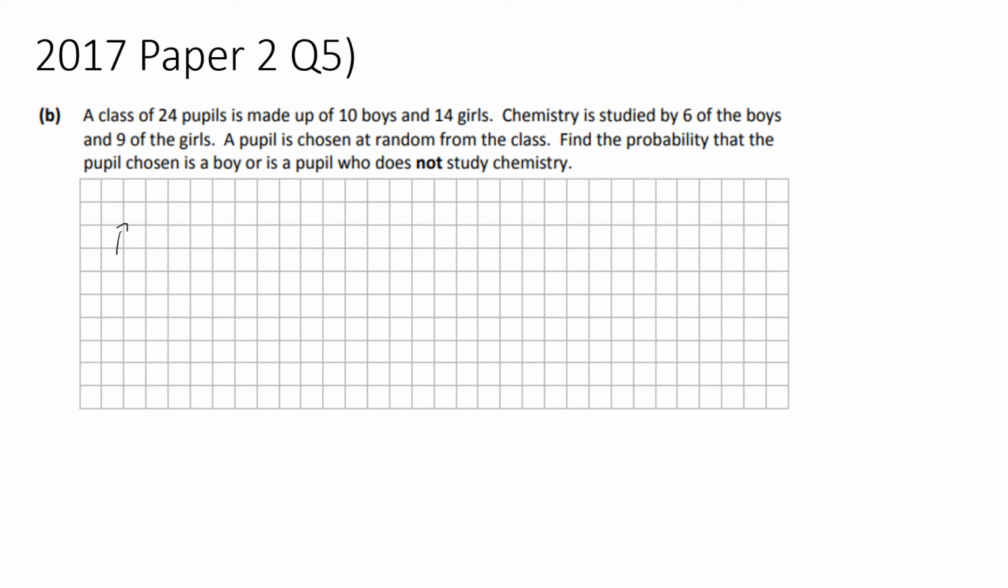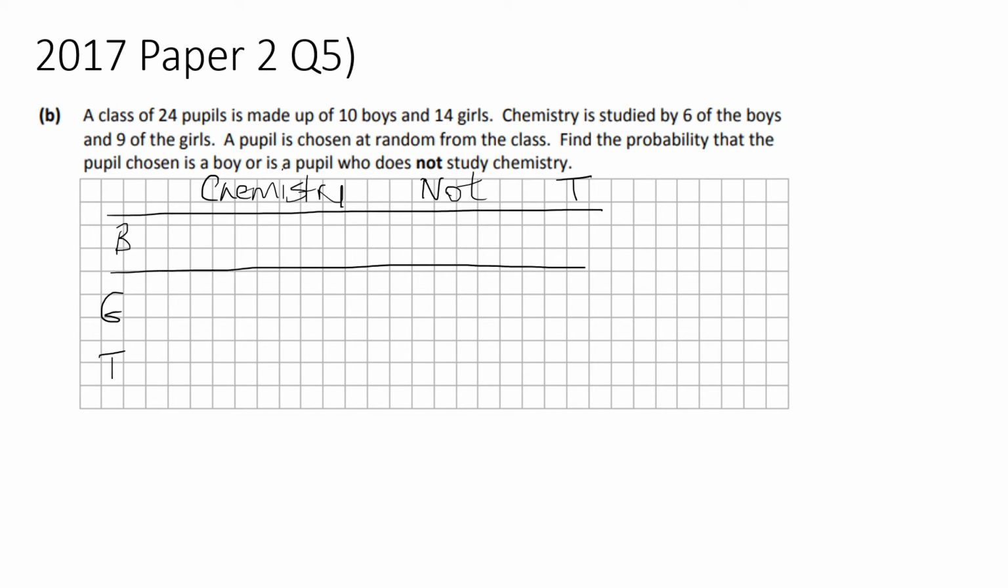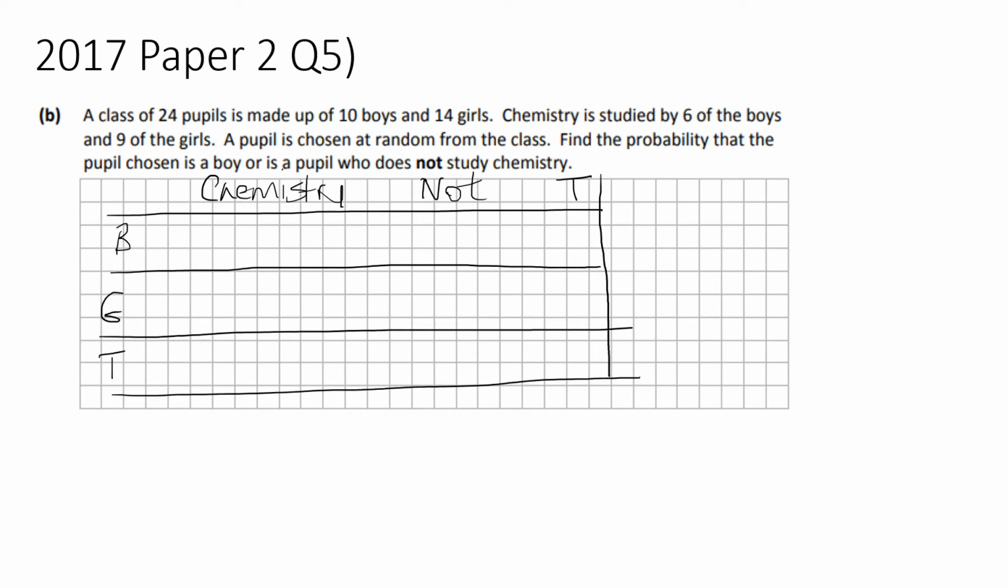So here we're going to have boys and we're going to have girls and we're going to have our T for total. Then we're going to have chemistry, and then we have people who don't, so not. And then we have our total again. So just by creating a table, it just makes things a little bit easier to fill in the information. So here we have a class of 24 pupils, so I put 24 into the total. It's made up of 10 boys, so 10 boys and 14 girls.